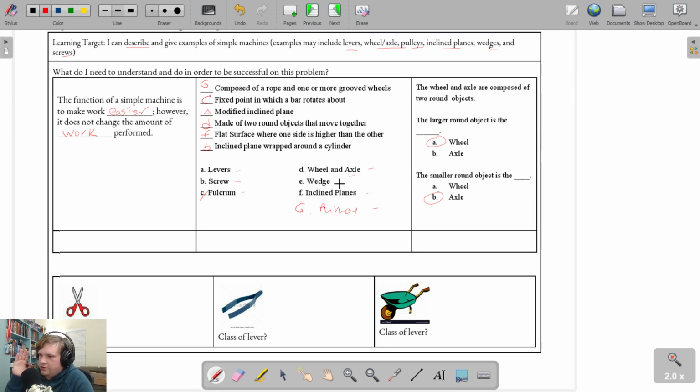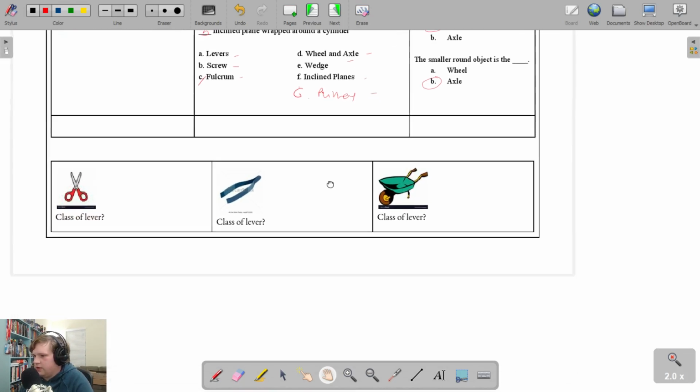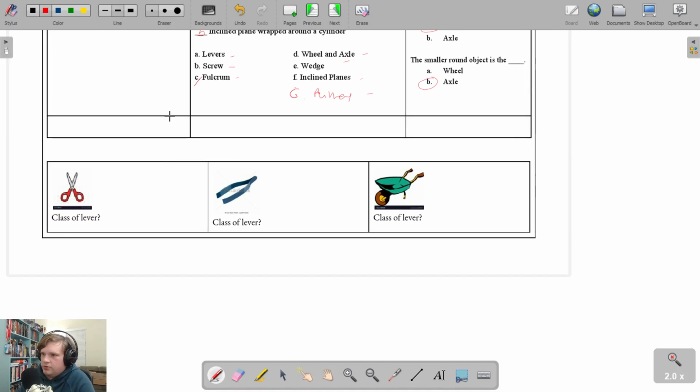Inclined plane is a flat surface that's elevated, and pulley is the rope inside the wheel, and you turn it, and it's for lifting heavy objects. That's describing your 6 simple machines, and you're moving on. Class of lever. Here we go.